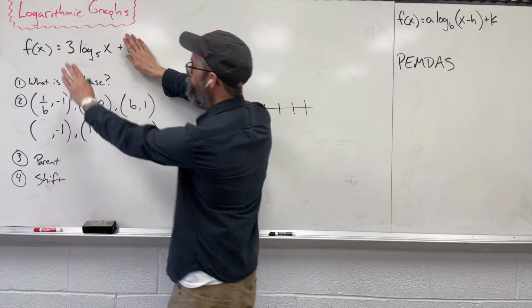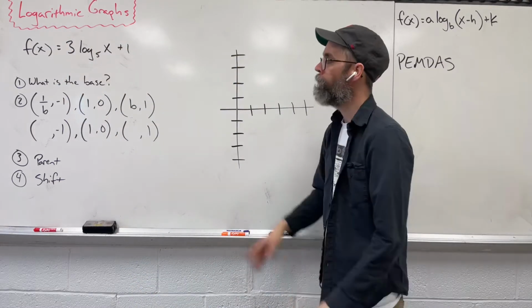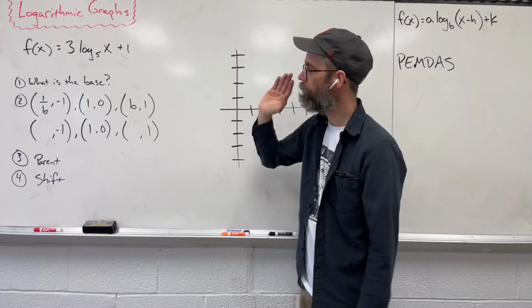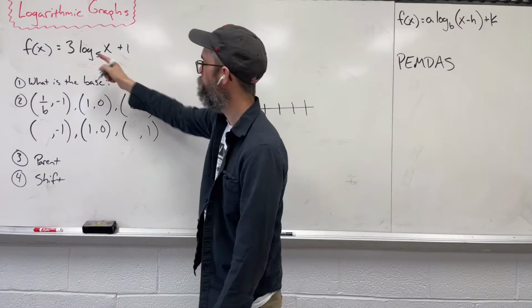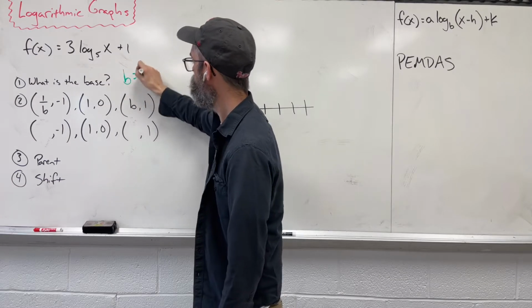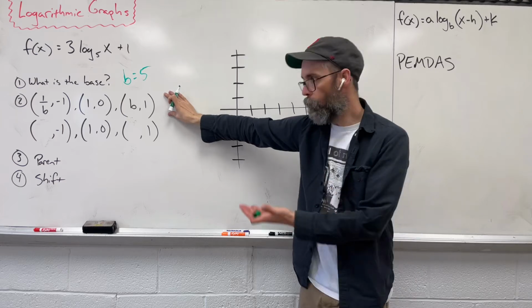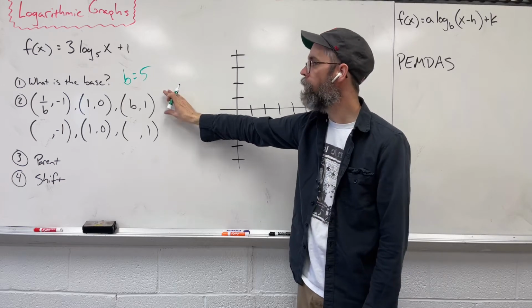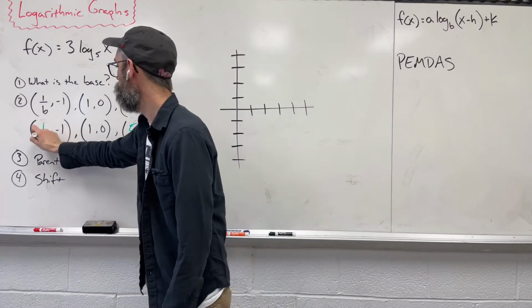When I say that, I'm only looking at log base 5 of x. The 3 and the 1 we'll deal with later. But that's okay, because everything starts off the same way. What's my base? My base, that little 5, we say b equals 5. We have our 3 coordinate formula here. We're going to take that 5 and plug it in. So we've got a 5 there and 1 over 5.